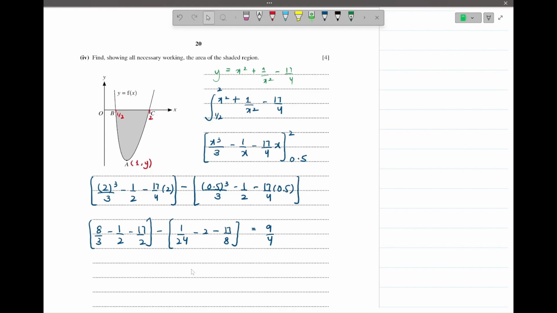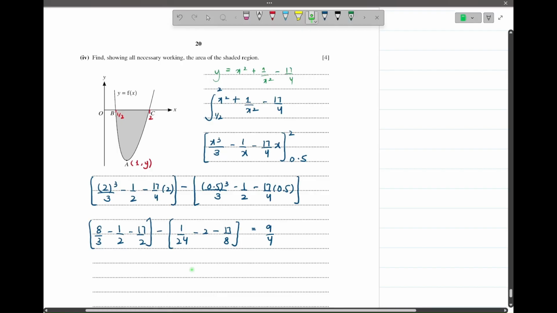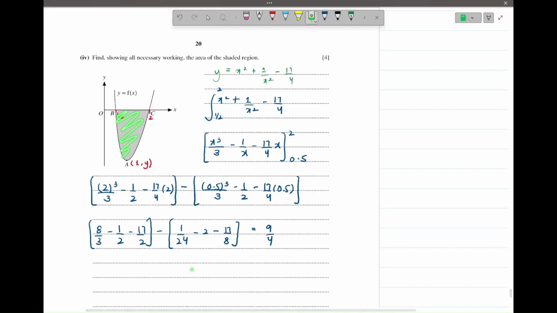Okay, moving on to the last part of this question, it says find, showing all necessary working, the area of the shaded region. Now, I've copy pasted the question over here again. Whenever you have to find out the shaded region, which is over here, you need to make sure that you are figuring out the x limits. The x limits over here are 2 and 1 over 2. These are the limits that basically enclose the shaded region.